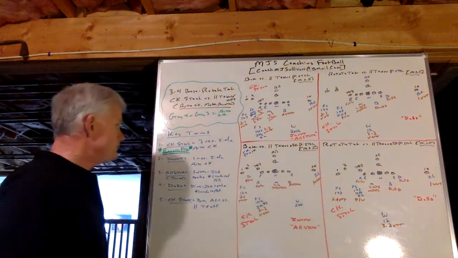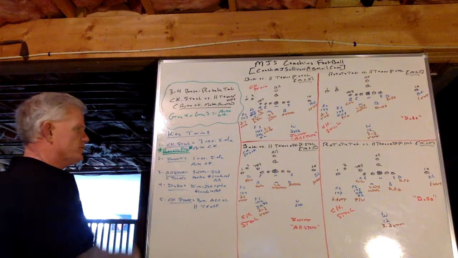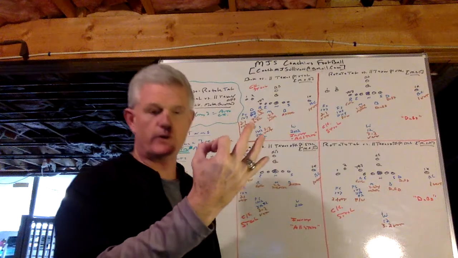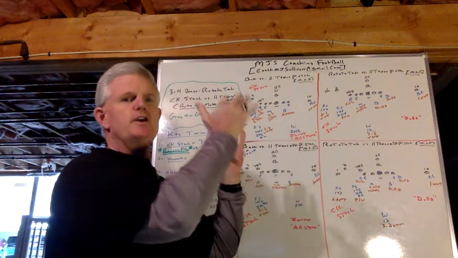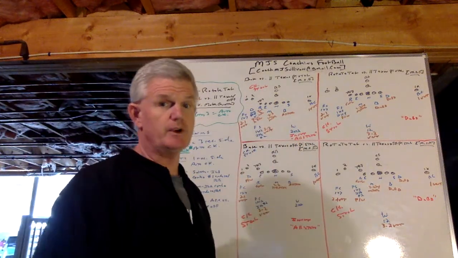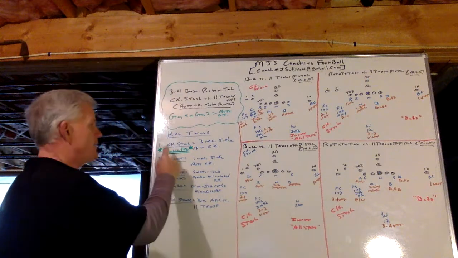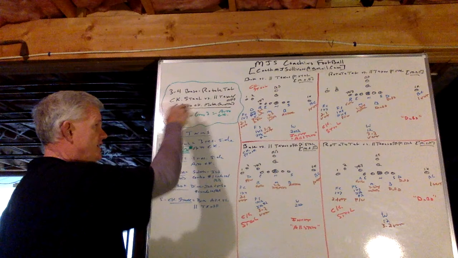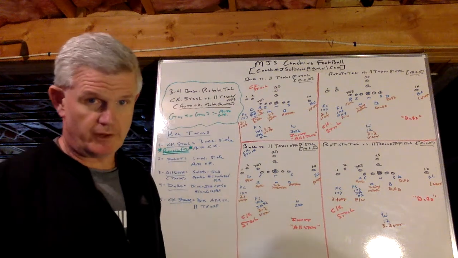The key terms: check steal, that's the 3 receiver side. It's how we're going to cover 3 verticals, should all 3 go vertical, and I'm going to give you the reasons for that. That ties in with our match quarters, grays 4 and 3.